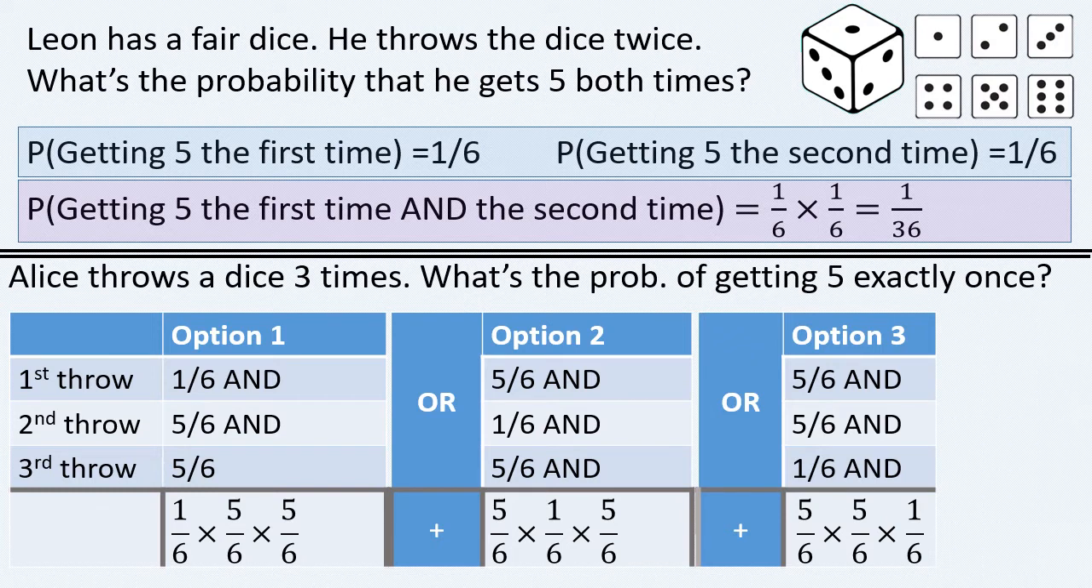And since we're allowed to choose between option 1 or option 2 or option 3, hence here we use the OR rule, which means that we add the probability of option 1 to the probability of option 2 to the probability of option 3. And if you work this out, you will finally get 75 over 216, and this is the right answer.